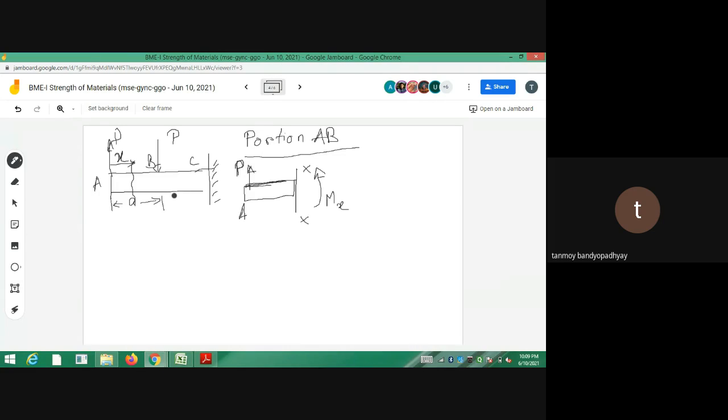Okay? So now if I write a moment balance equation, taking counterclockwise moment equal to 0, what will I be left with? Mx is positive, and what is the moment of this force P? I have taken the moment at a distance x. So the moment due to P at the section XX is clockwise. So I can write Mx minus Px is equal to 0. So I am getting Mx is equal to Px.